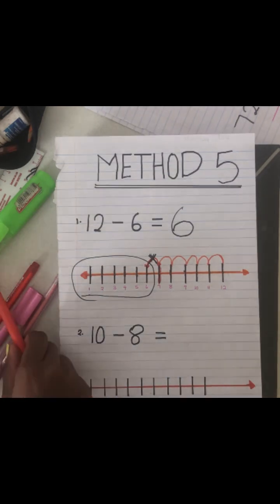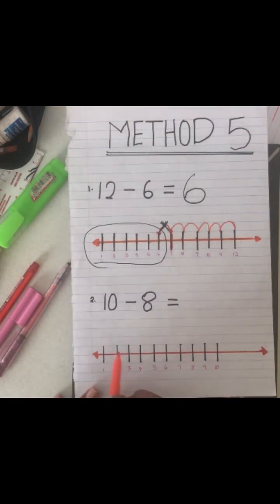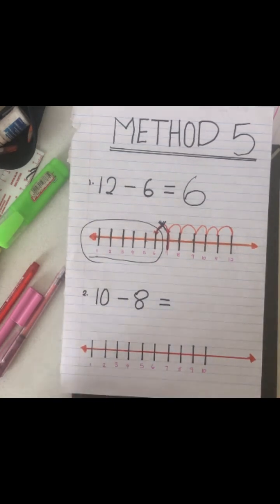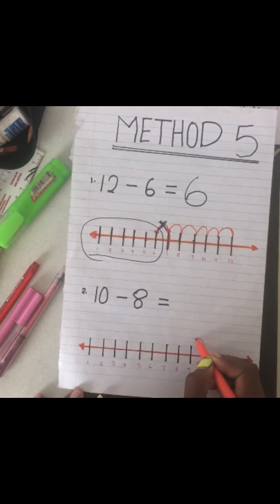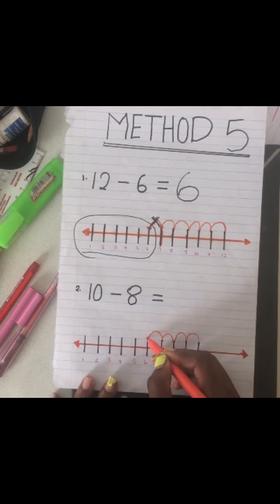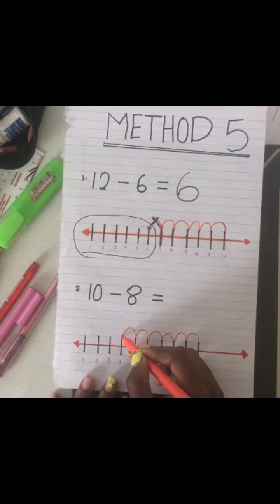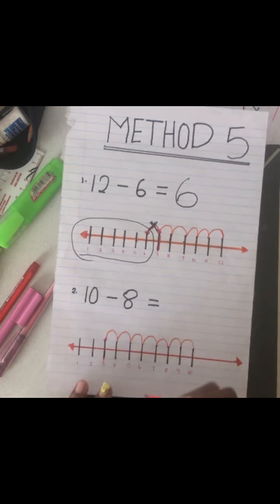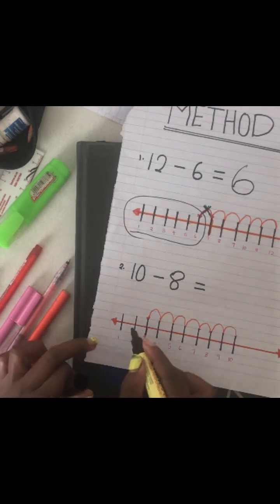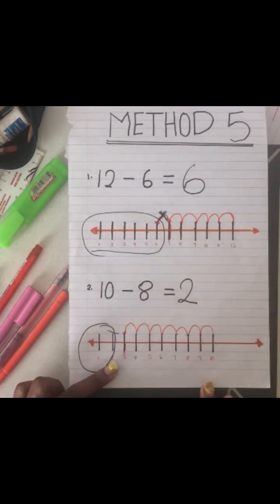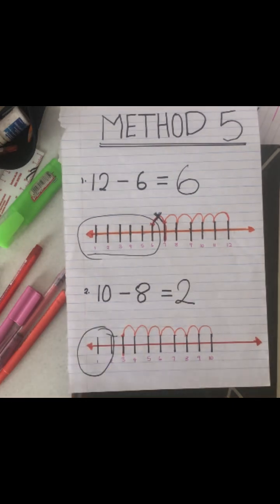So let's move to the second one. The second one says 10 minus 8. So we're gonna move from 10 backwards until we reach 8 when counting, right? So it's 1, 2, 3, 4, 5, 6, 7, and 8. So our 8 stops here at 3. The remaining ones here are 1, 2. Hence the answer here is 2, right? I hope we understand this method.